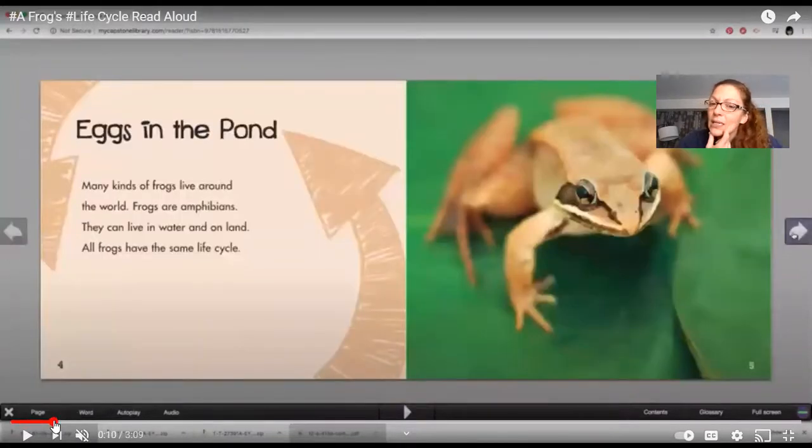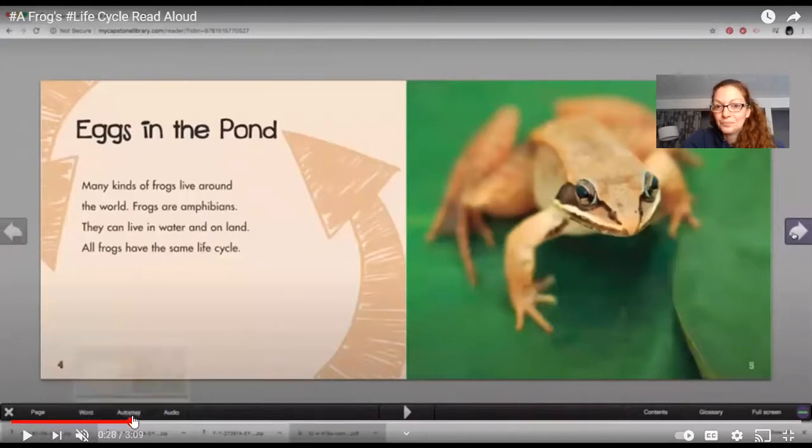Eggs in the pond. That's right, amphibians lay eggs. Okay, let's learn. The heading, eggs in the pond. Many kinds of frogs live around the world. Frogs are amphibians. They can live in water and on land. All frogs have the same life cycle. So even if you're a regular frog that we have around here or the rainforest tree frog, no matter what kind of frog you are, you have the same life cycle as any other frog.